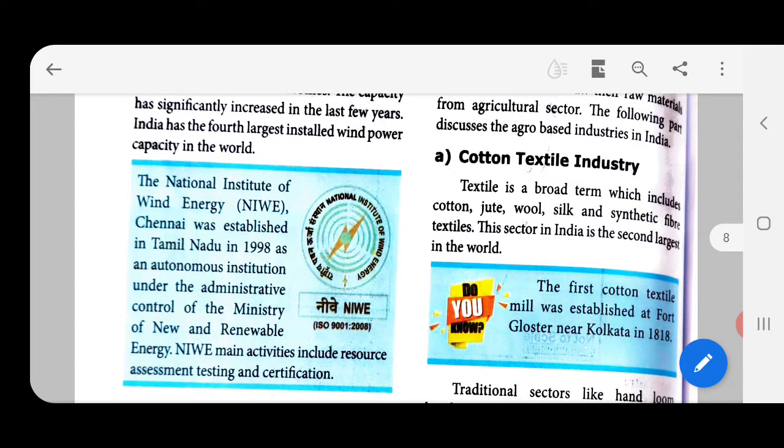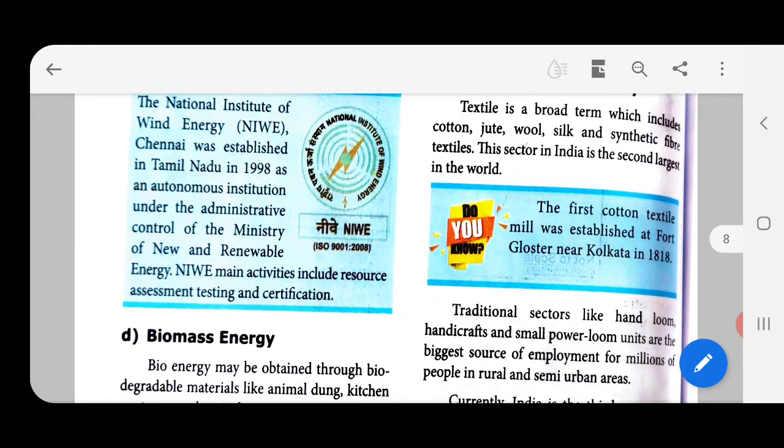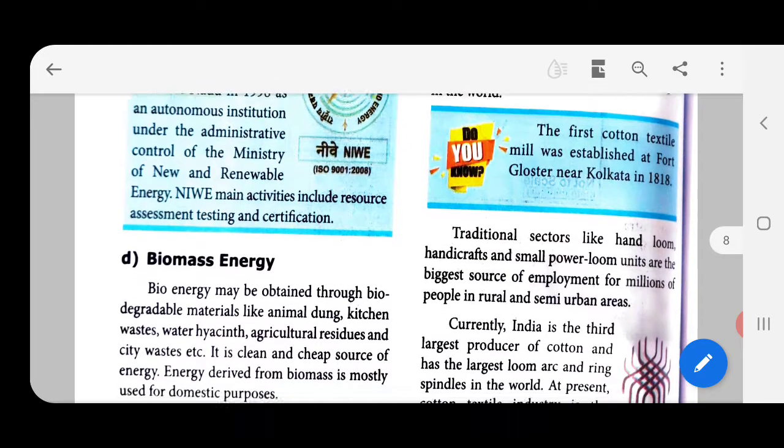So the first one is the cotton textile industry. Cotton we all know, right? So textile is a broad term which includes cotton, jute, wool, silk and synthetic fiber textiles. This sector in India is the second largest in the world. So the textile industry in India is the second largest.